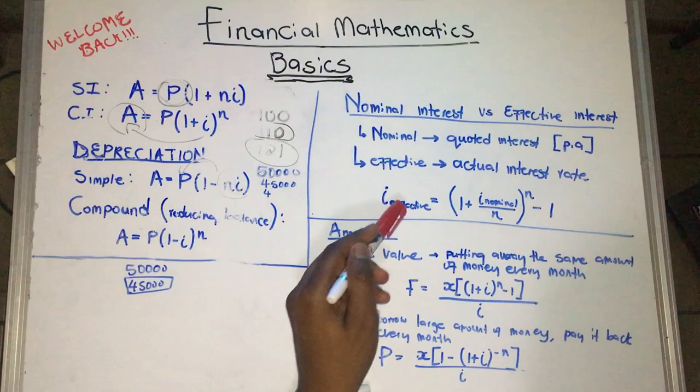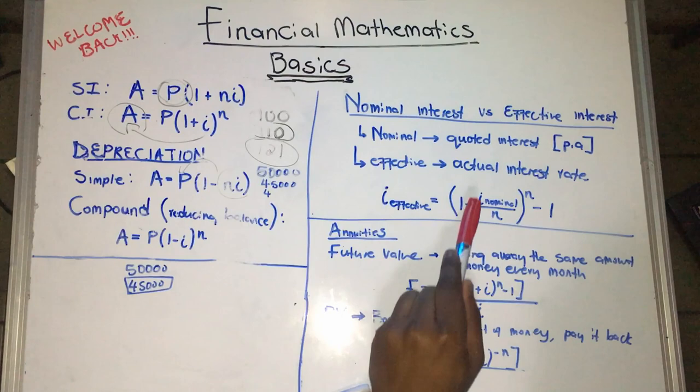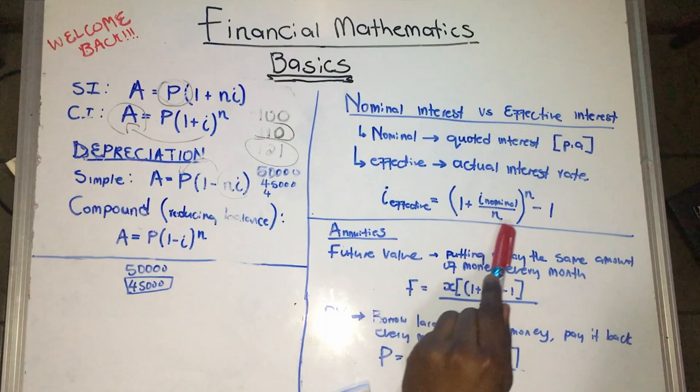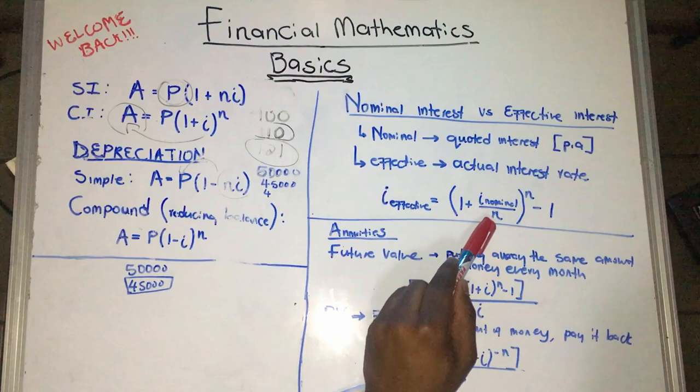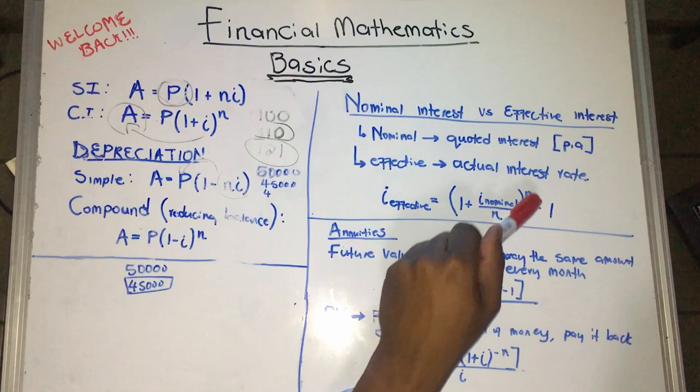We can use the formula. Our effective interest rate is 1 plus the nominal interest rate over the compounding period. If you are compounding every quarter, it is 4, because there are 4 quarters in one year. So then to the power of 4, minus 1. So again, this is how you get your effective interest rate from your nominal interest rate.